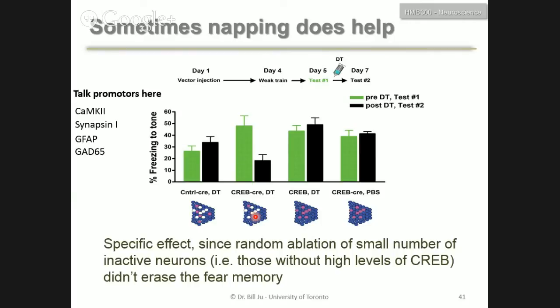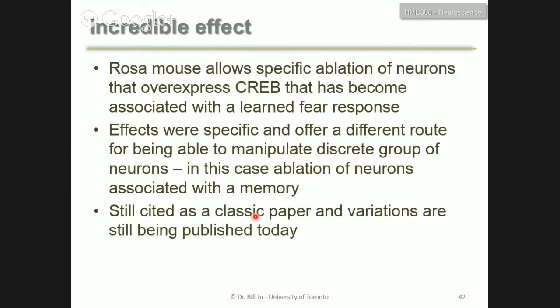Yeah, it's a very cool experiment. It's still considered a classic experiment. So this Rosa mouse actually allows this very, very specific ablation of neurons that overexpress CREB that have learned this fear response. The effects were also very, very specific, and this gives you another way in which to manipulate discrete groups of neurons and a way to eliminate or ablate specific groups of neurons that are associated with a particular memory. It is still to this day cited as a classic paper, and variations of this paper are still being published today as well.